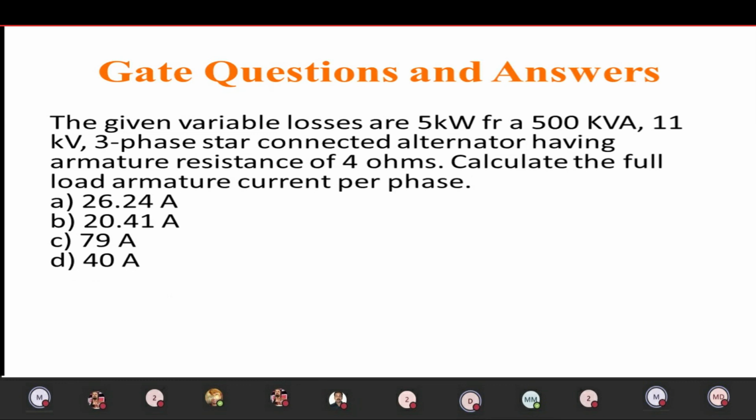Then the given variable losses are 5 kilowatt, 50 kVA, 11 kV, 3 phase star connected alternator having armature resistance of 4 ohms. Calculate the full load armature current per phase. Here are 26.24 amps, 20.41 amps, 79 amps, 40 amps.